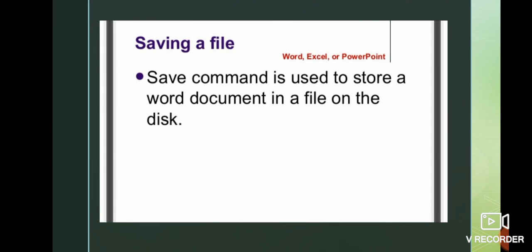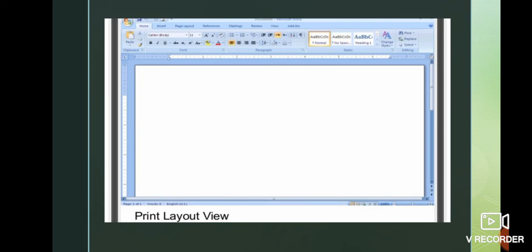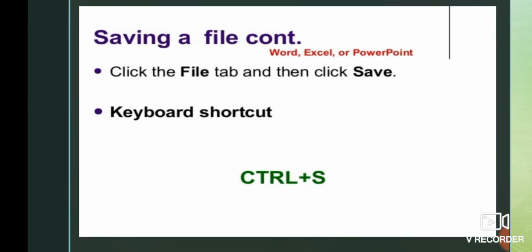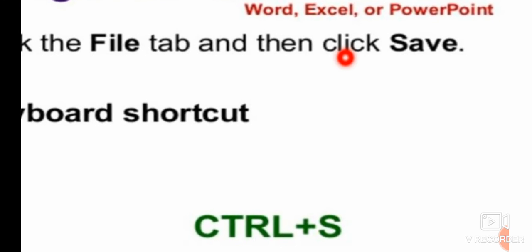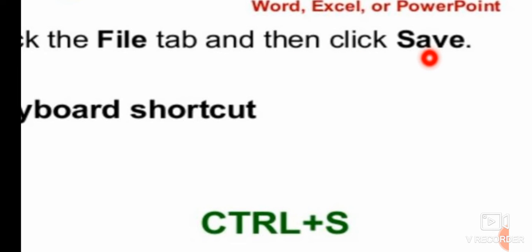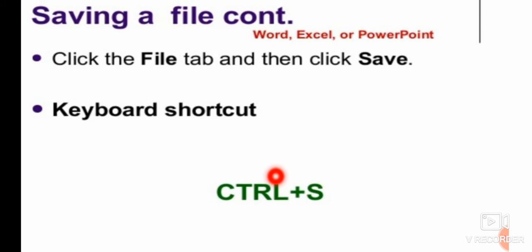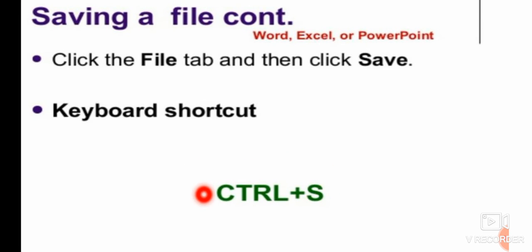So next thing, you are going to save your file using the save command. As usual, you are going to click the Office button. Under that you will get the save option. Click File and then Save. Or another way to save your file is to press Ctrl plus S. The shortcut key to save your file is Ctrl plus S.